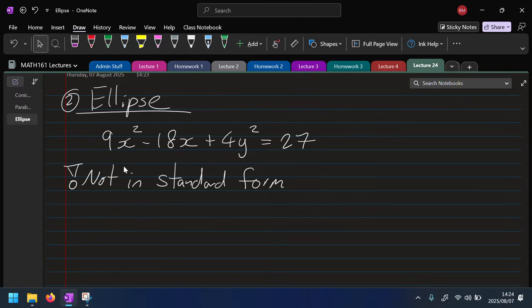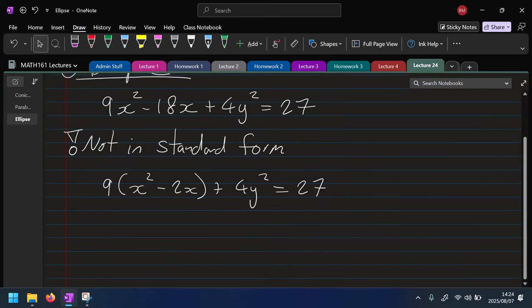So the x terms over there, we need to group together. The y squared is already by itself, so we can leave that alone. So let's focus on the x first. We want x by itself, so let's factor out that 9. So it will be 9 times x squared minus 2x. Okay, we're going to group those together, plus 4y squared equals 27. Now what can we do with this x squared minus 2x? We just want x by itself, so what do we have to do? How do we combine it?